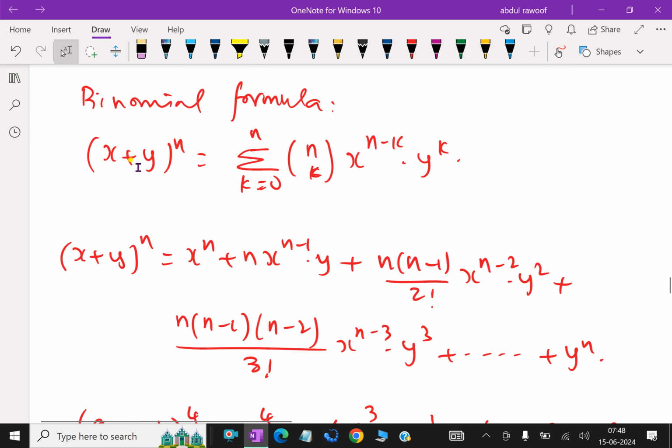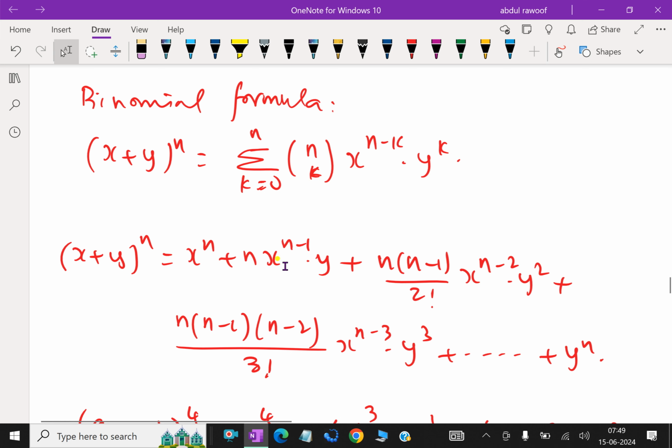Now, we will discuss the binomial formula. Suppose (x plus y) whole power n is a binomial expression. How do we write it in sigma notation? Sigma, where k equals 0 to n, nCk, n combination k, into x power n minus k into y power k. This is the expansion.